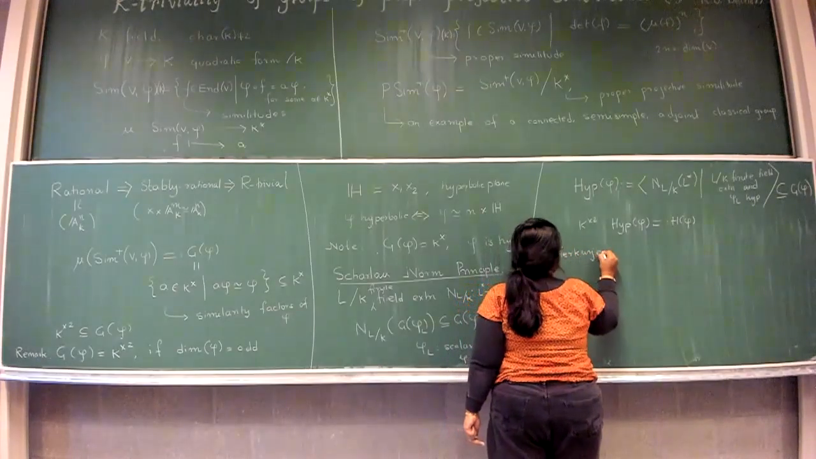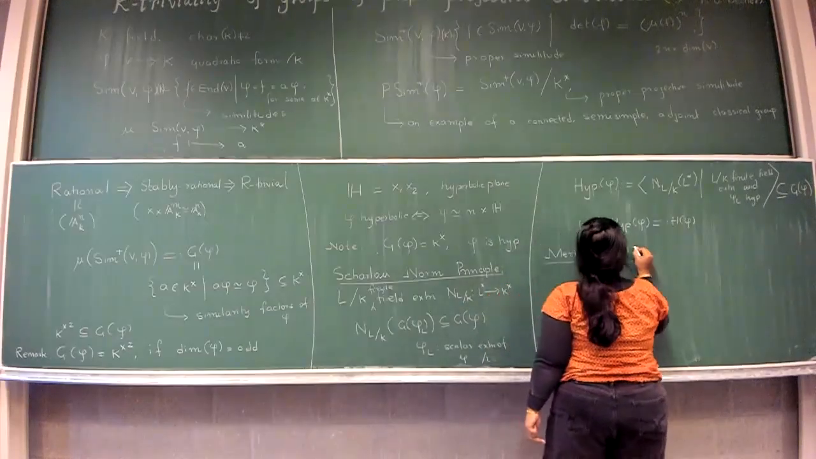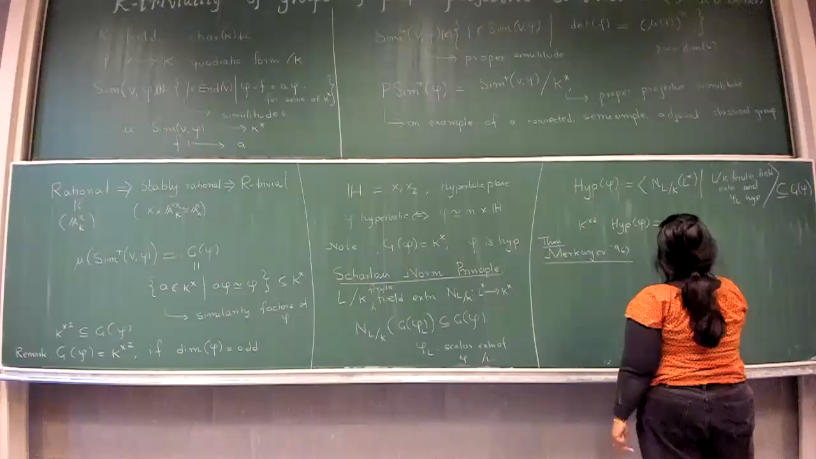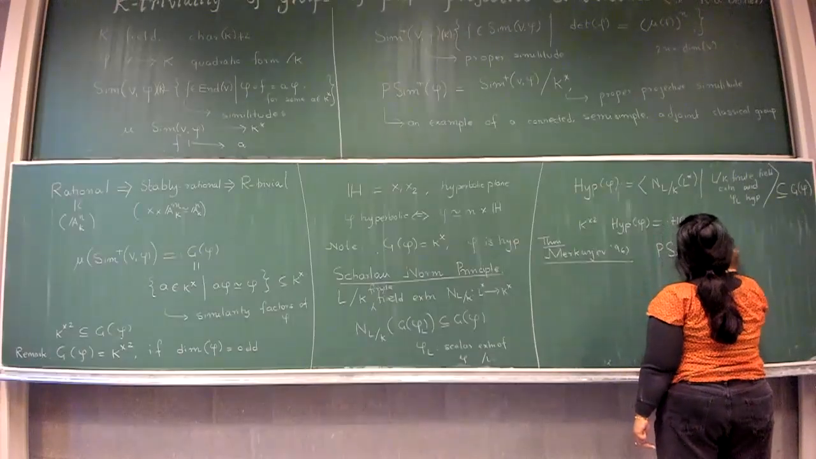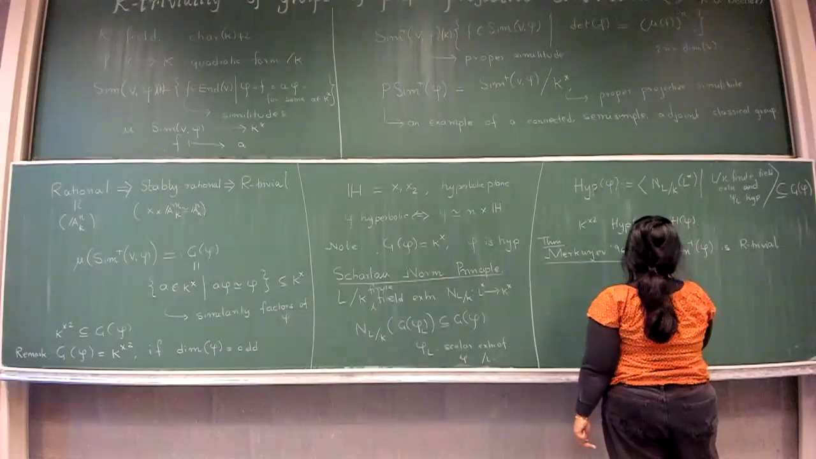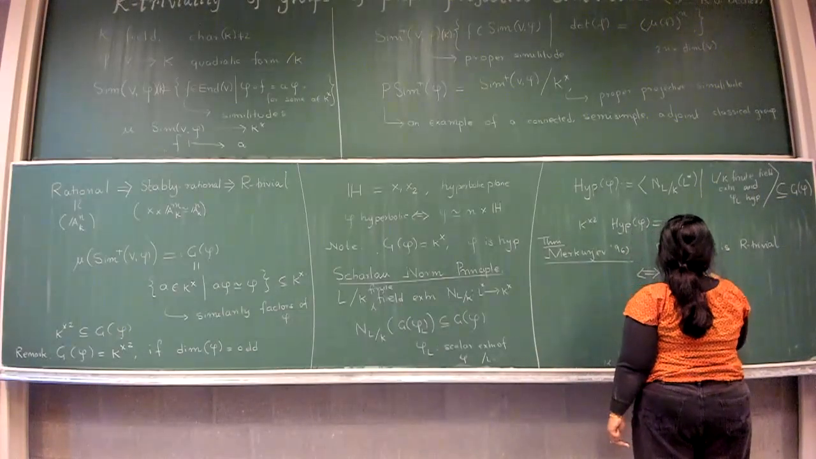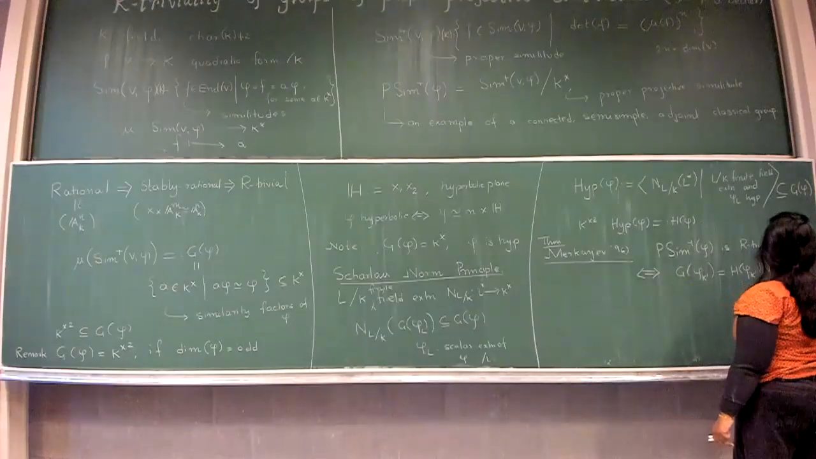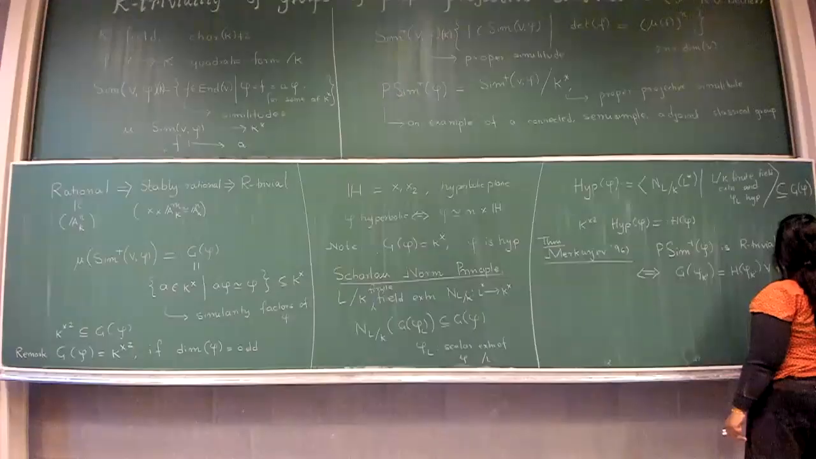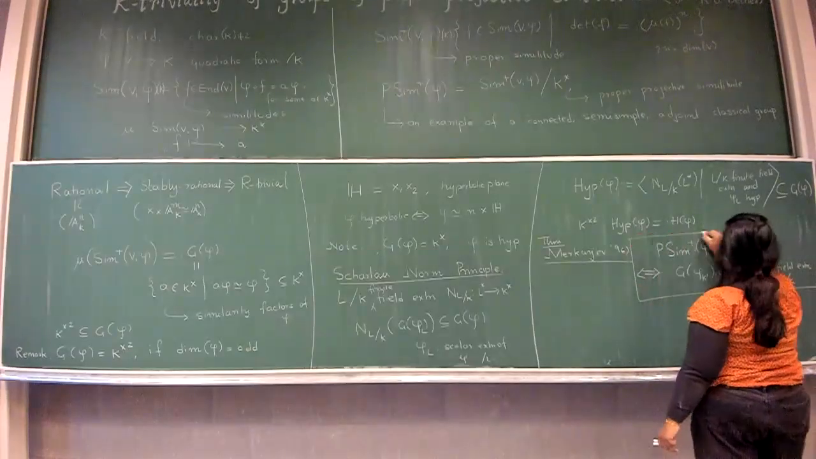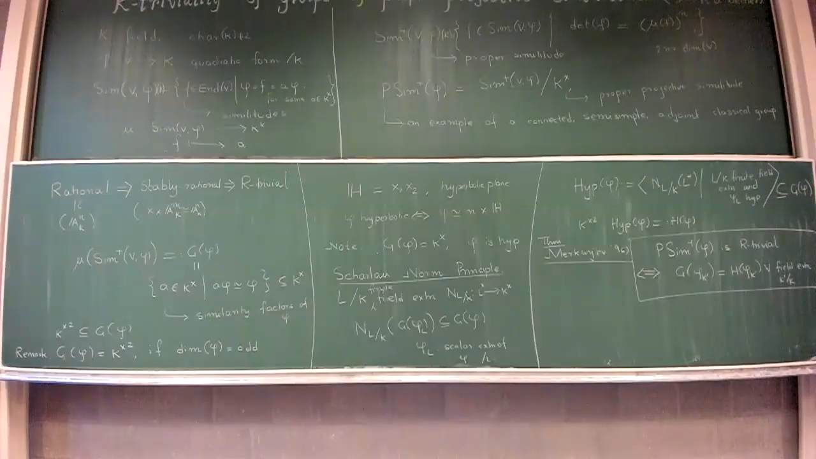So what is that result? PSim plus of phi is R-trivial if and only if G of phi equals H of phi for all field extensions. So he gives this translation.